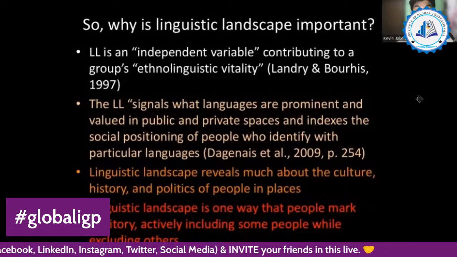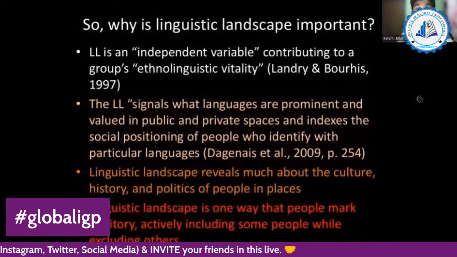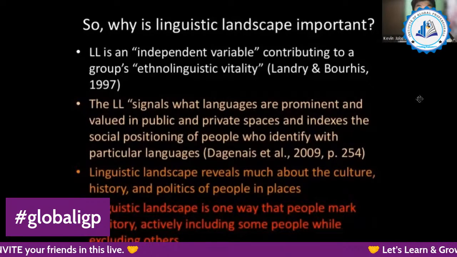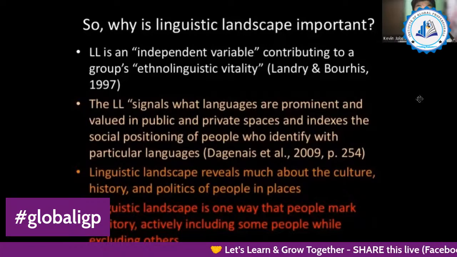Okay, now let's continue our discussion by looking at this chart. So the linguistic landscape is an opportunity for every one of us to cultivate what?